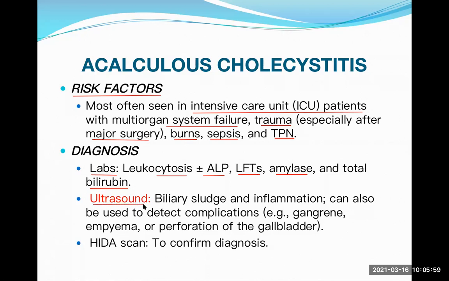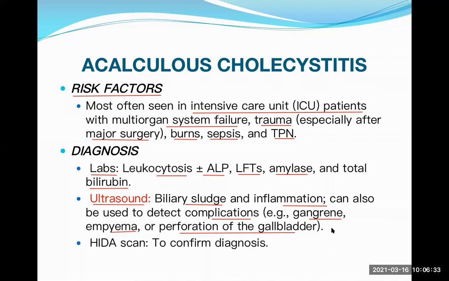Another one is ultrasound. Ultrasound will show or confirm your diagnosis. It will show biliary sludge and inflammation. Biliary sludge means the bile is concentrated there, it is not flowing properly. Sometimes a complication may have already developed in acalculous cholecystitis, like gangrene of the gallbladder, empyema of the gallbladder, or even perforation of the gallbladder, which can be easily picked up by ultrasound.